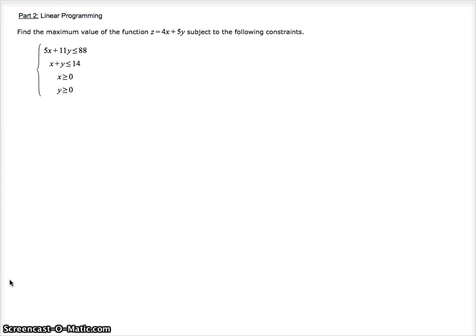Hello, welcome to part 2 of graphing linear inequalities, and in this session we're going to look at linear programming. Linear programming is maximizing a function, so we're finding a maximum value. That's the goal here. We're going to be maximizing this function through these parameters. The first thing I want to do is graph this system.